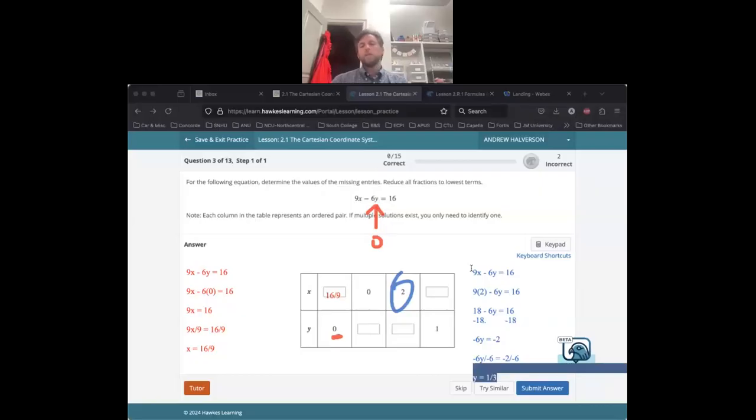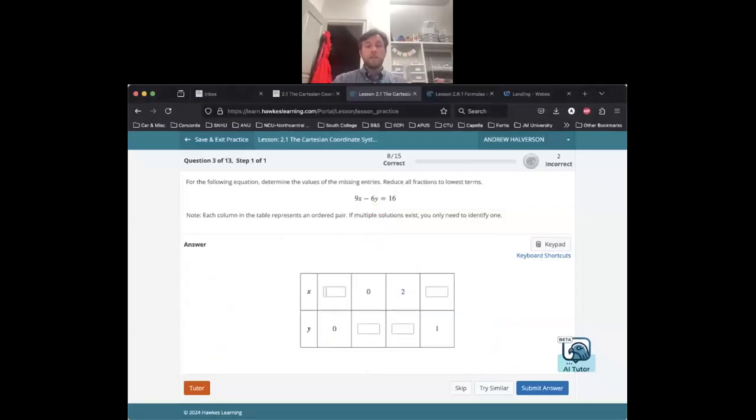Don't do 0.33 unless it tells you to do decimals. Just use the fraction. Even for things like 1/2, where it's a terminating, nice decimal, it's not a bad decimal, even that, keep it as a fraction. So that's all you do on this one: just use the equation to find the missing value.